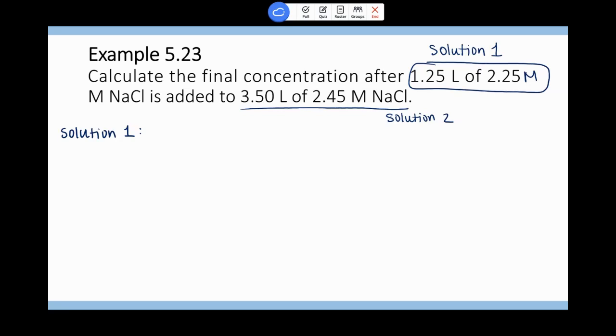We're looking for moles of solute. We can find that by taking our volume, we have 1.25 liters, and multiplying by concentration, 2.25 moles per liter. So that means solution 1 contains 2.81 moles of NaCl.